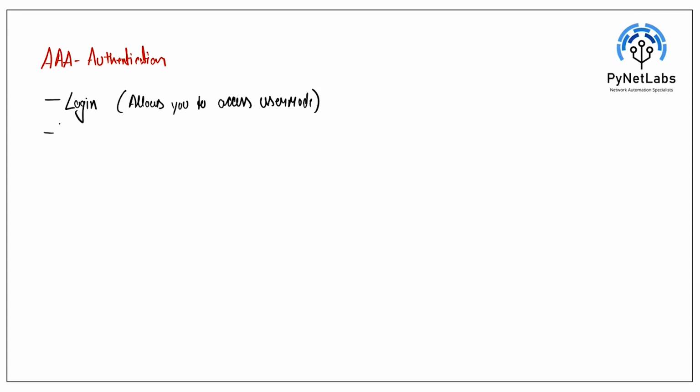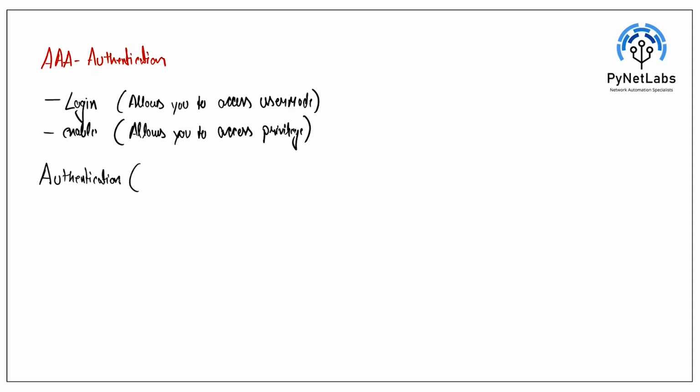The second is enable. Enable allows you to access the enable and privilege mode. So these are the two types of authentication, guys. But when we see authentication practically, the first type is the local database.